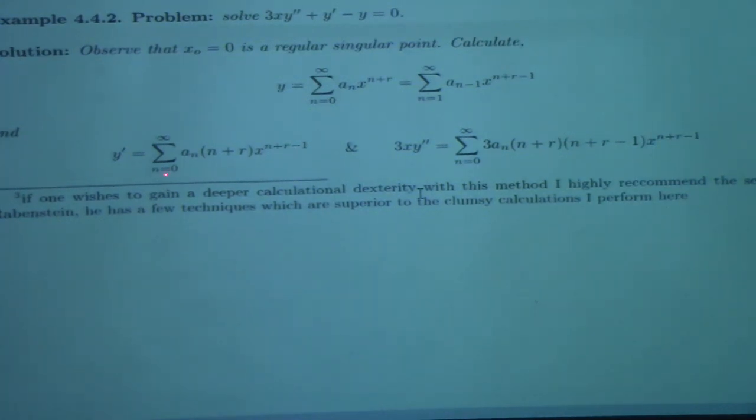Here's your y prime. Looks like this, right? And here's 3x y prime prime. So in principle, y prime prime would have x to the n plus r minus 2. But because I multiplied by x, it makes it x to the n plus r minus 1. Why did I re-index this one? It's pretty simple. Because if I do that, then this one and that one and that one all have the same expression, right? So I can add these sums.